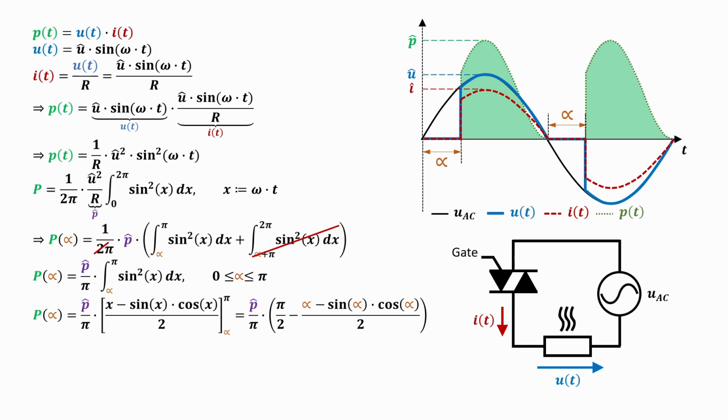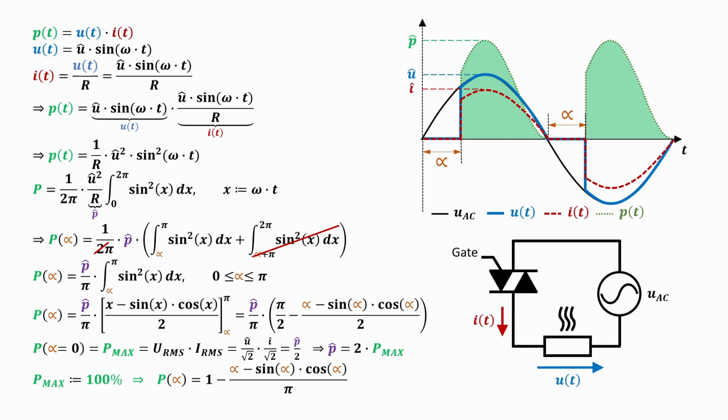Our result still contains the peak power, which we need to get rid of. Let's find our maximum effective power value and define it as 100%. Now we've got a normalized equation for an effective power as a function of alpha. Great! Now let's do some quick tests on this formula.